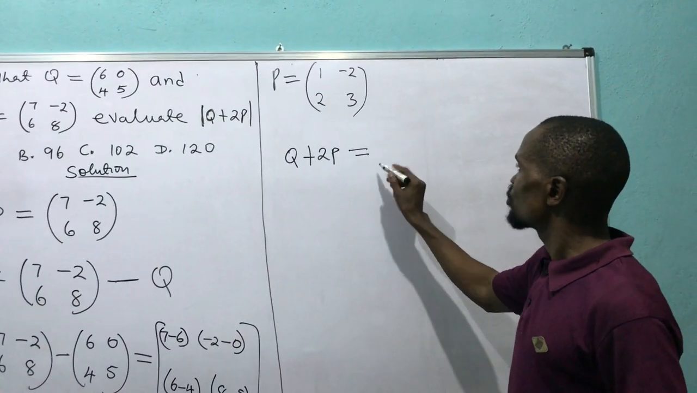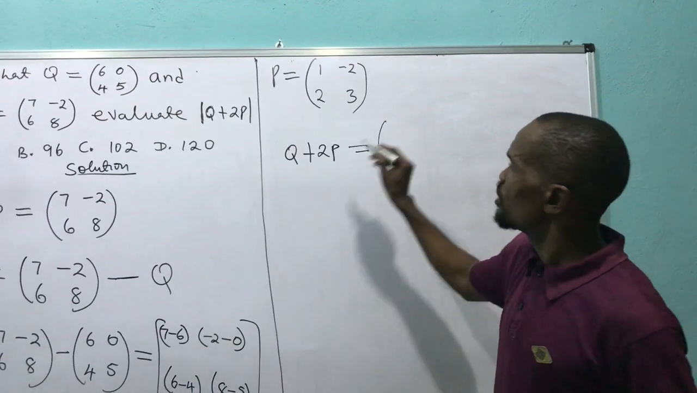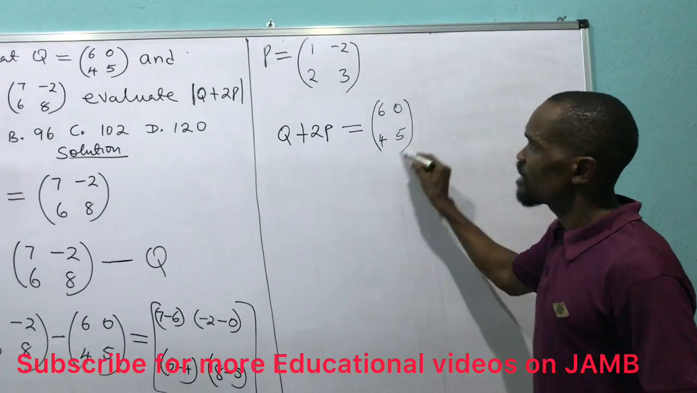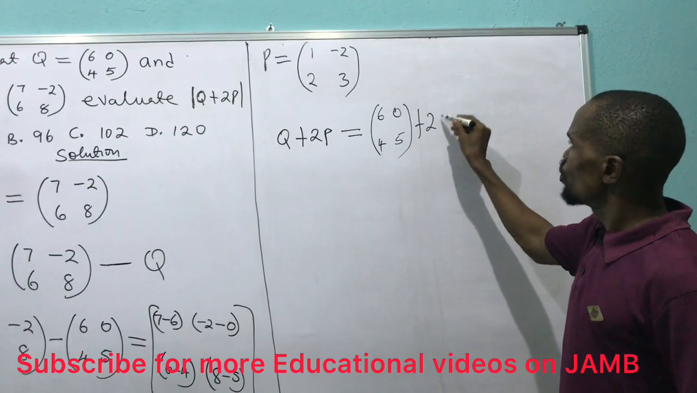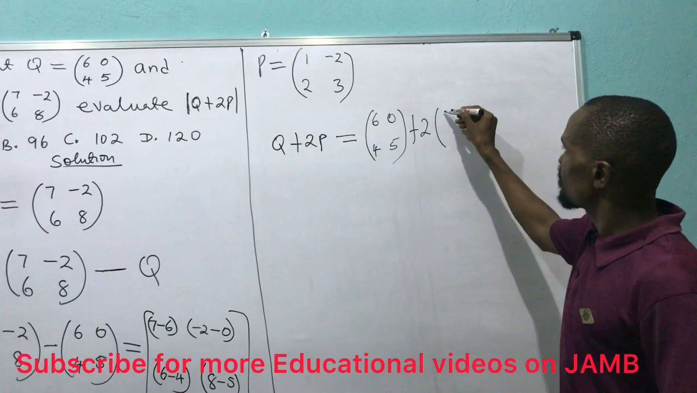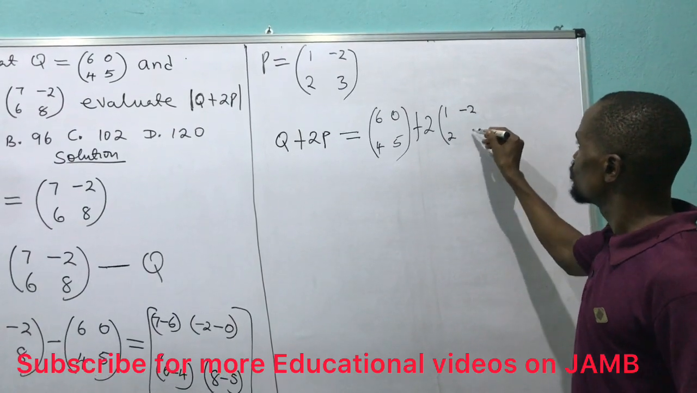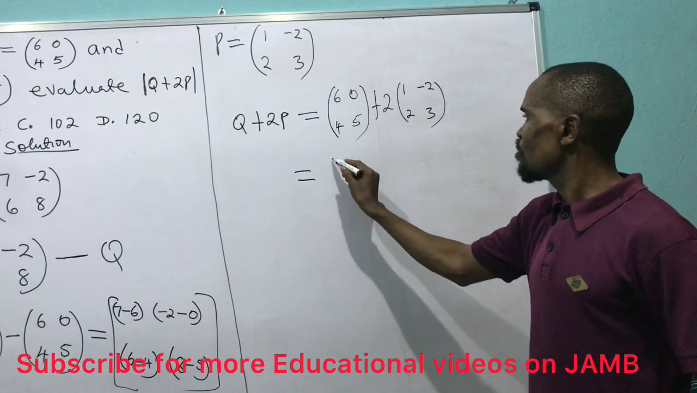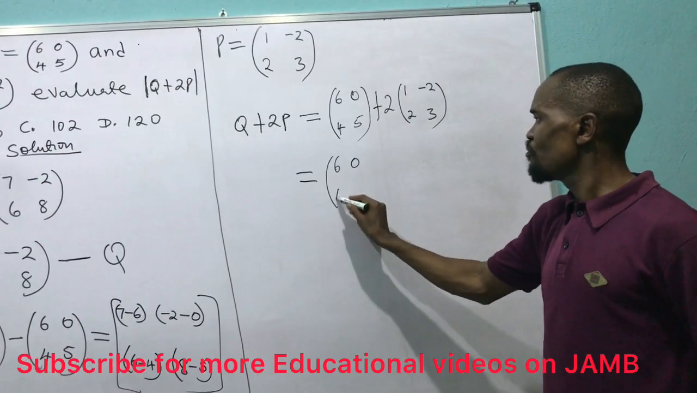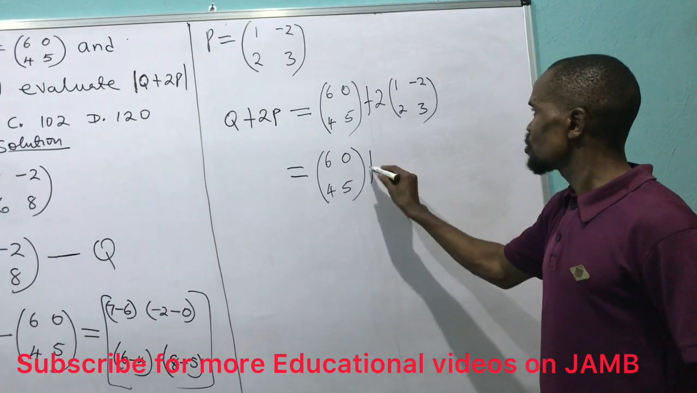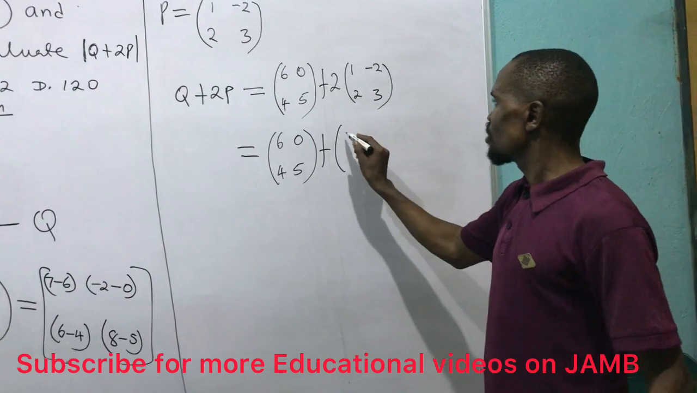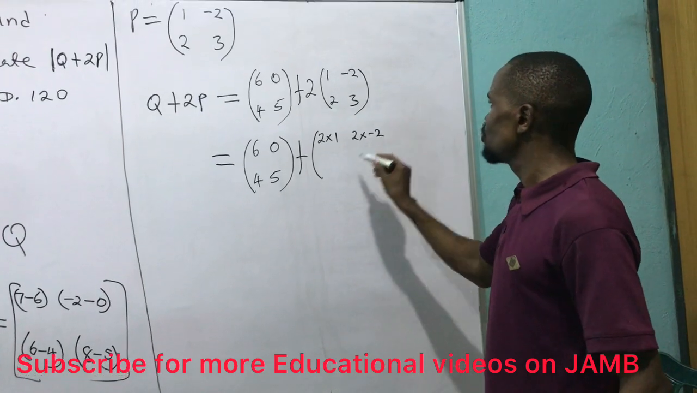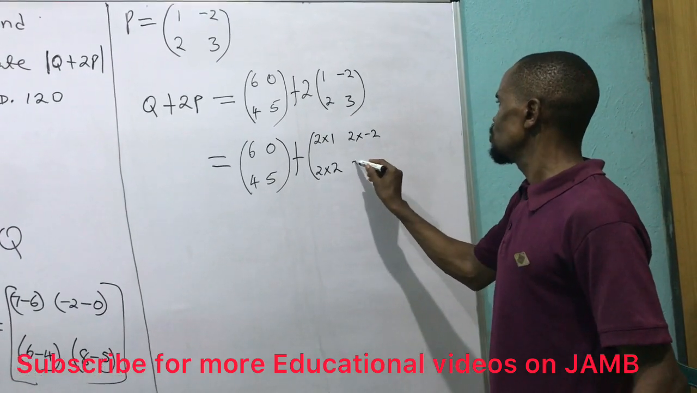This is the first thing I'm going to do. What's my Q? My Q is 6, 4, 0, 5. Then plus 2 times my P, which is 1, 2, minus 2, 3. Now open it: 6, 0, 4, 5, plus 2 times 1, 2 times minus 2, 2 times 2, and 2 times 3.